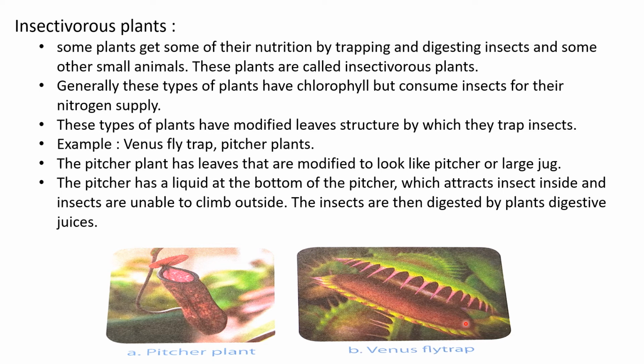This is the Venus flytrap. Here also you can see it looks very much like a flower, so insects will get attracted. It is a flower. They will come and try to absorb the nectar. Then they will close their leaves and digest that insect.